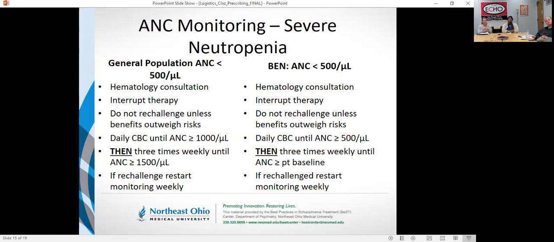So the REMS system will automatically change the patient's category from an active patient to either an interrupted patient or a discontinued patient. So the prescriber would have to go in and move them back to active and provide that treatment rationale that explains why those benefits outweigh the risks.